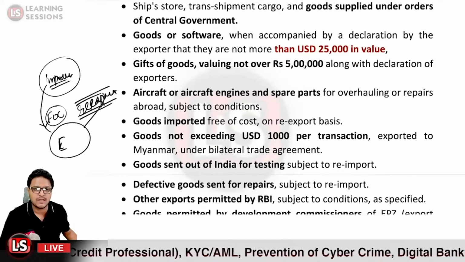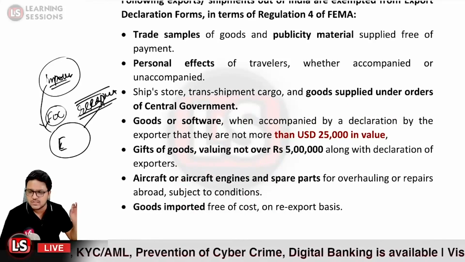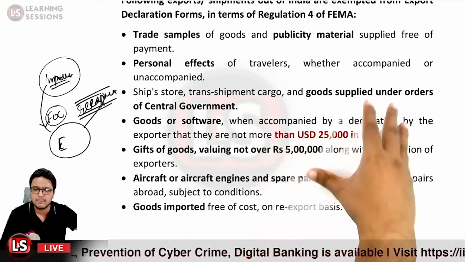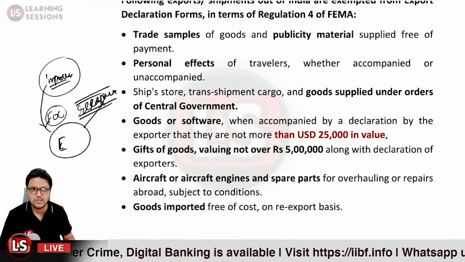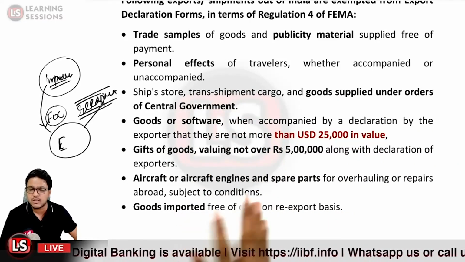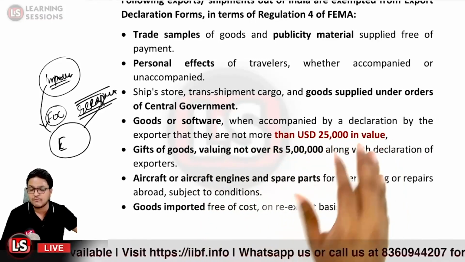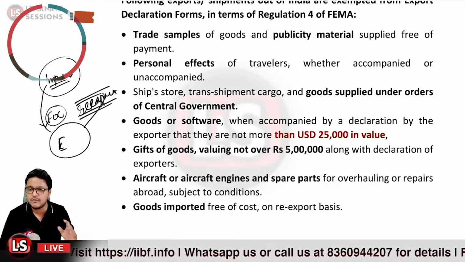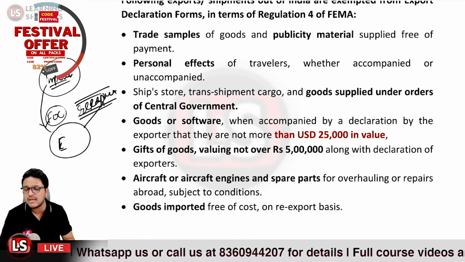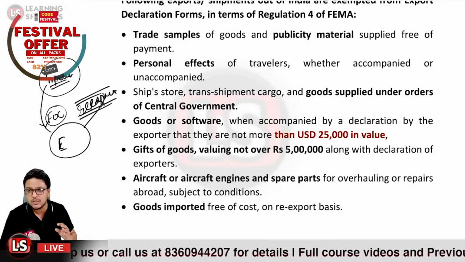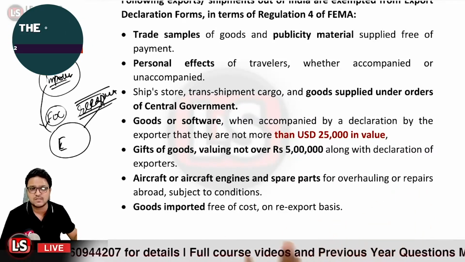So the important limits were related to what? First of all, it was related to trade samples, that is, you are sending some sample or publicity material. Further, if it is your personal effect, that is, you are carrying it for your personal use. Further, it may be the case that the central government has placed the order, and you are transporting the goods or software and have given the undertaking that the value of the goods is not beyond 25,000 USD. Also, it may be the case that you have gifted something and the total value of the goods is not more than rupees 5 lakh. In that case also the EDF is not required.